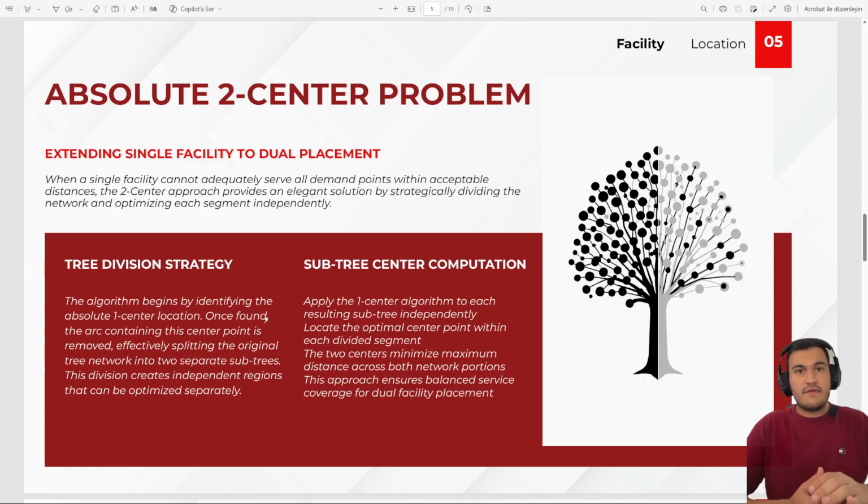In the final step, we apply the one center algorithm to each subtree independently. Actually, we are going to apply the absolute one center method to these independent regions. Then this gives us two centers that minimize the maximum distance across both portions, ensuring balanced coverage.